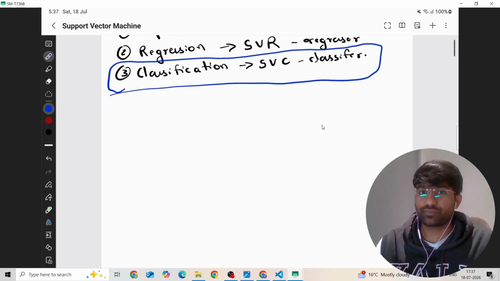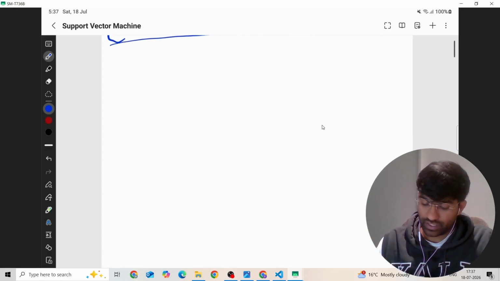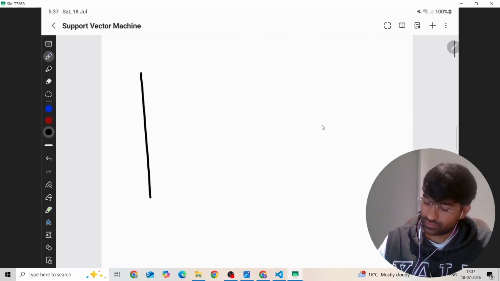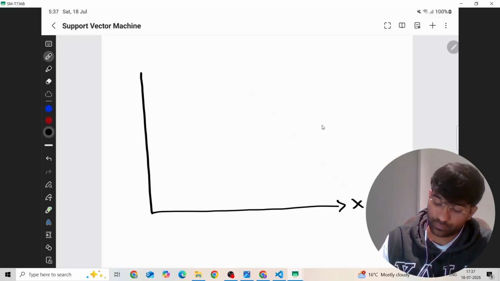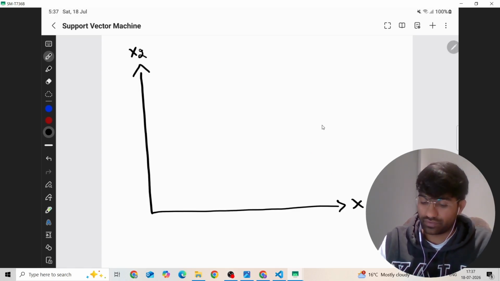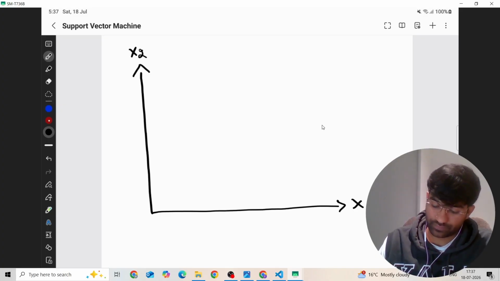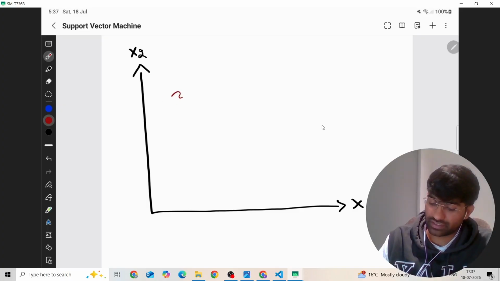So what does the support vector machine do? How does it classify? Let me elaborate with a graph. Consider the x-axis as x1, an input feature, and the y-axis as x2, input feature 2. x1 and x2 are both input features, that is, independent variables. So we have a binary classification task, and these are the points we have.